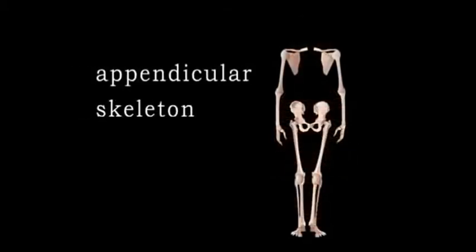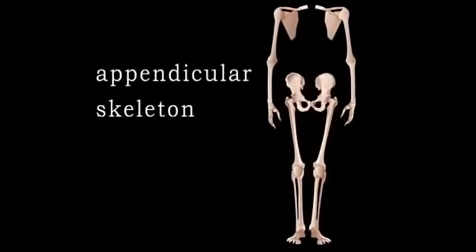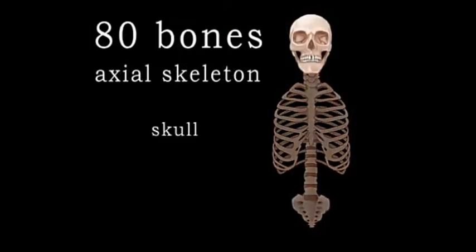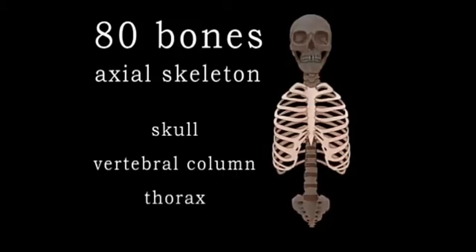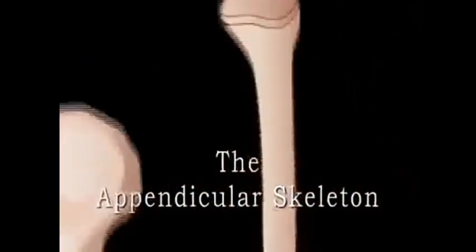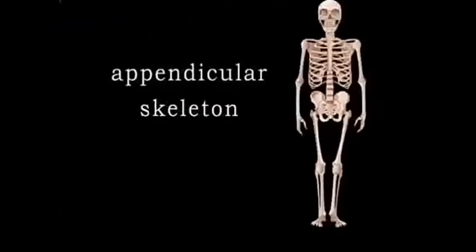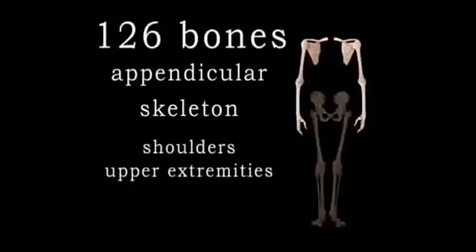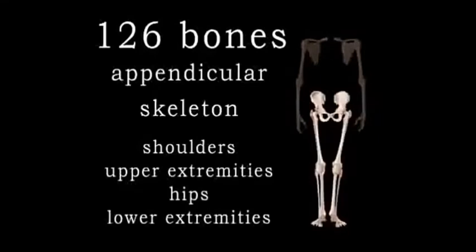The skeleton is divided into the axial skeleton, which consists of bones that form the longitudinal axis of the body, and the appendicular skeleton, which consists of bones that are appended to the axial skeleton. The axial skeleton includes 80 bones comprising the skull, vertebral column, and thorax. The appendicular skeleton consists of the bones of the shoulders, upper extremities, hips, and lower extremities.